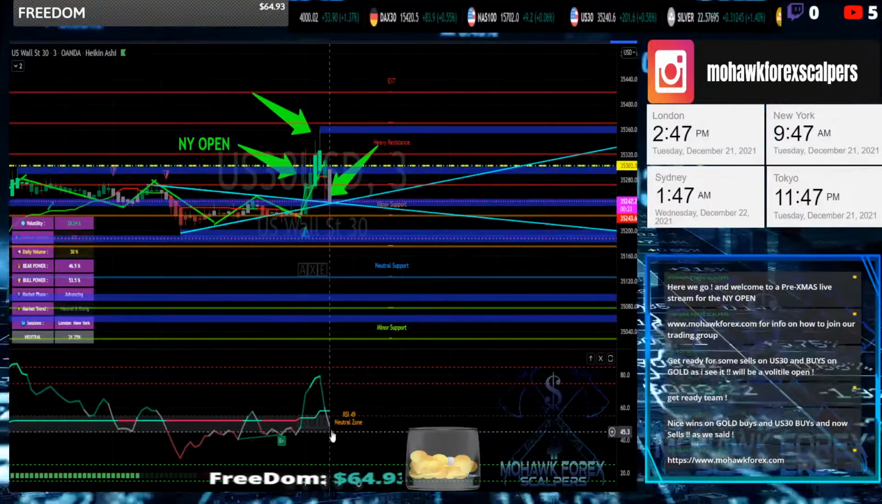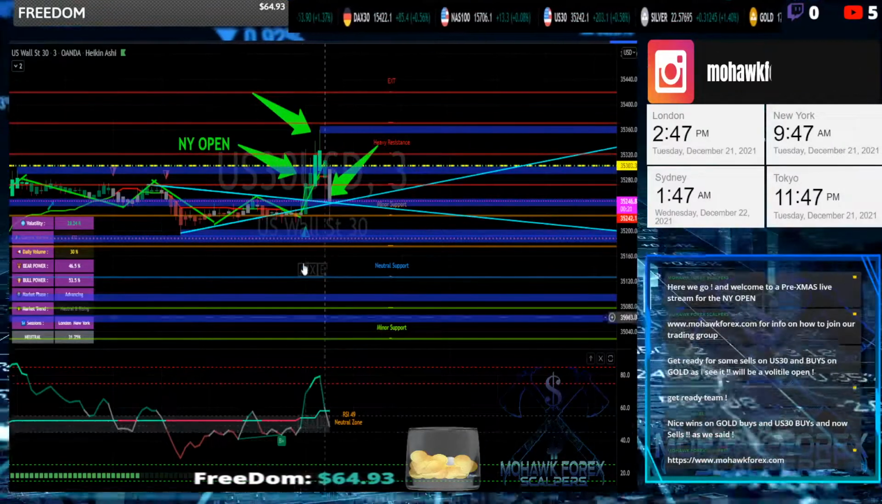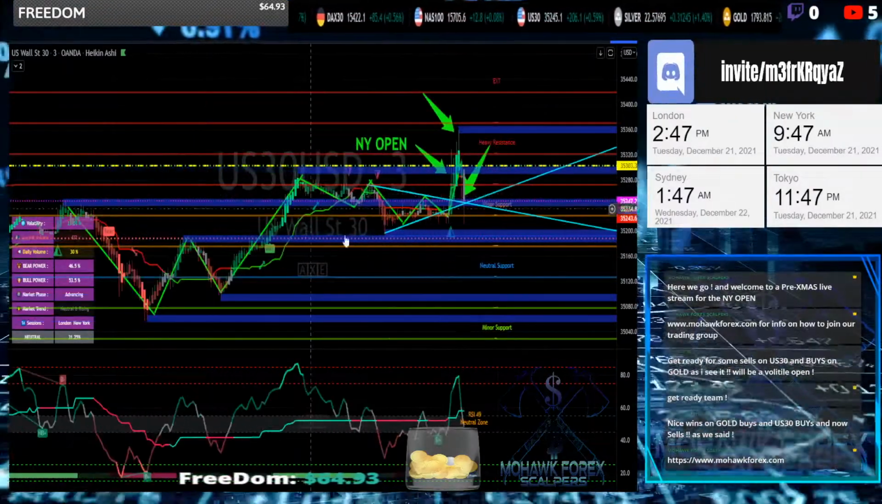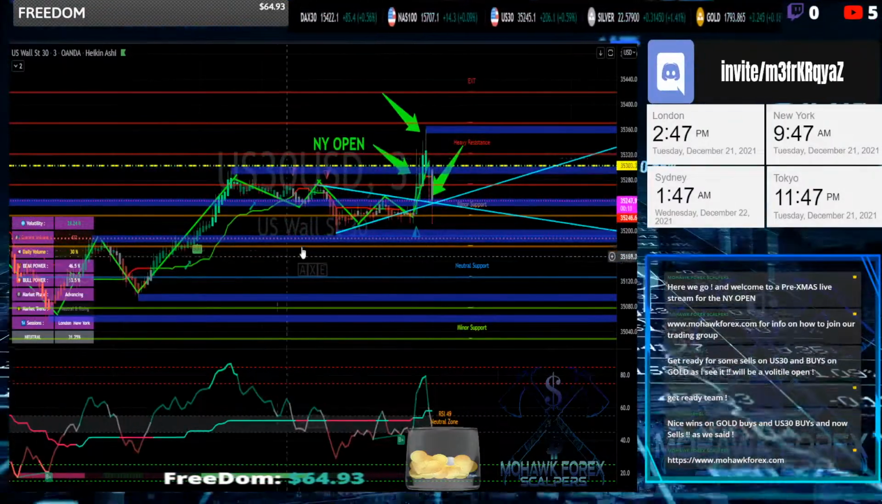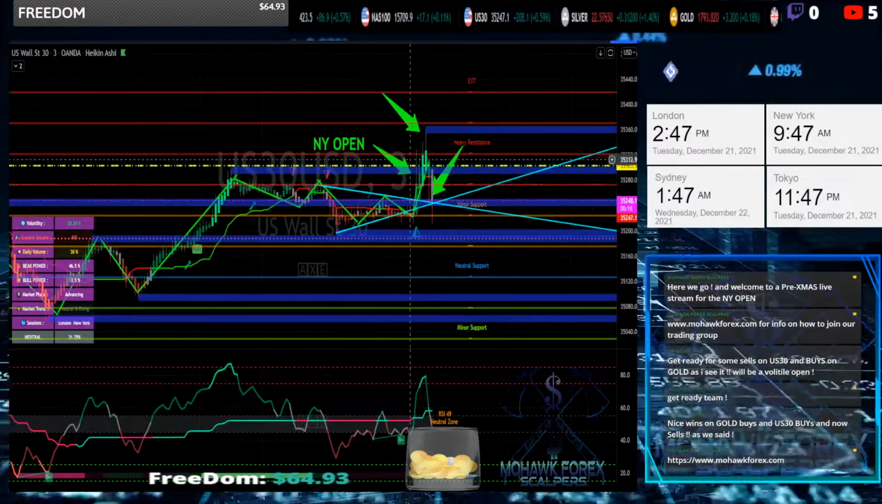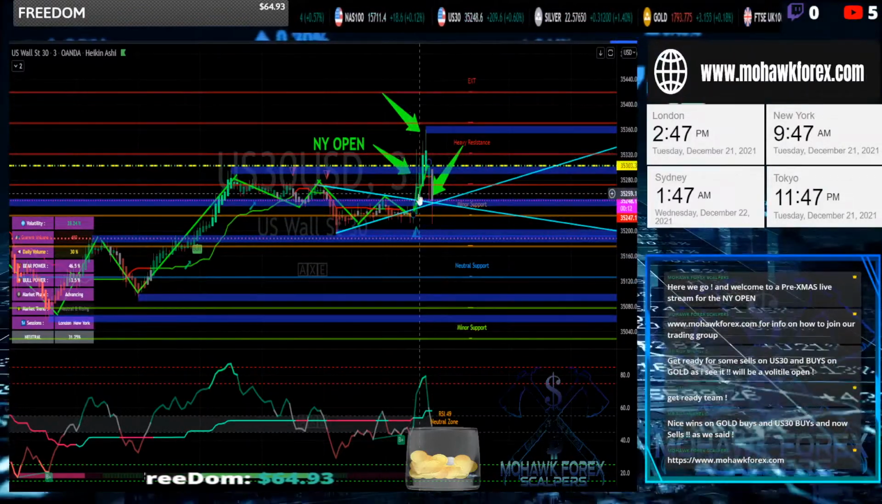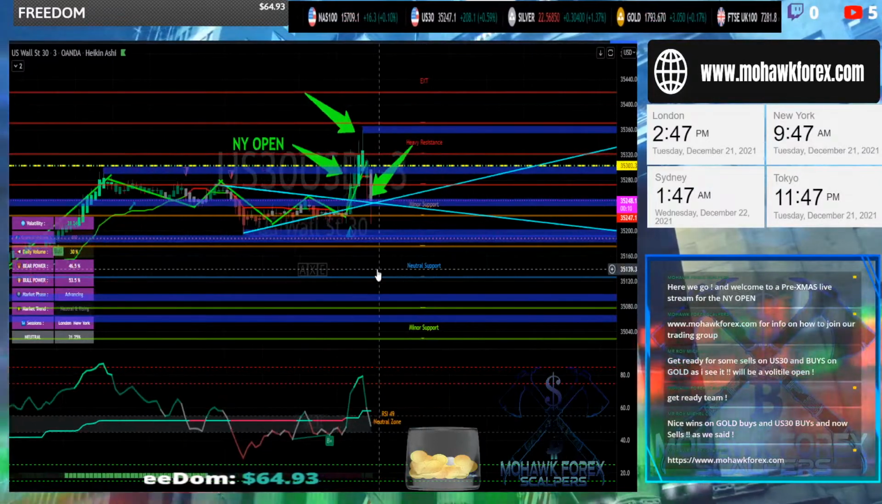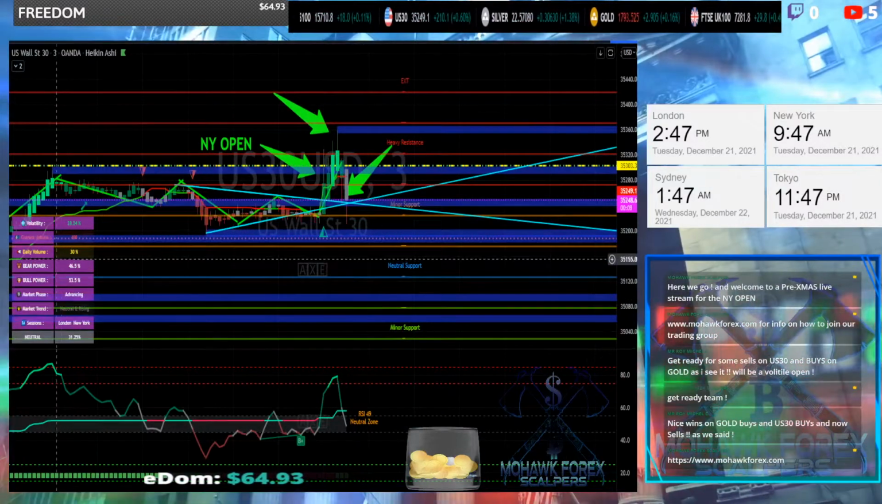US30 now, this is beautiful, coming into our neutral zone. You see, all this was nice manipulation. We were still looking for the sells originally, so what? We ended up taking buys instead. Does it matter? As long as we've got the analysis of our charts right.